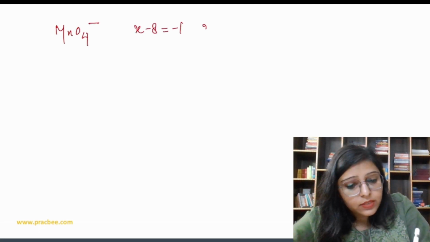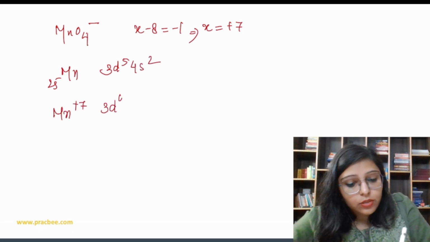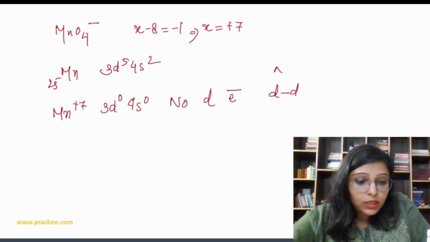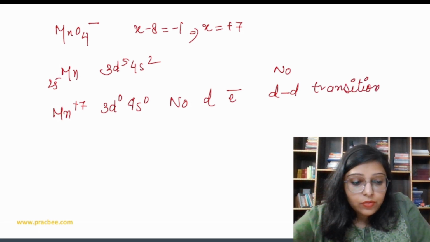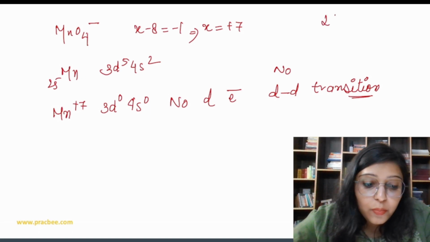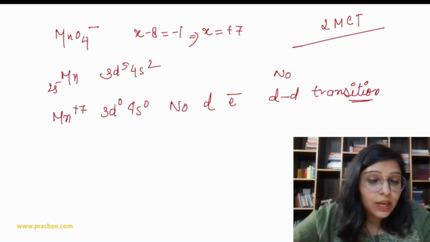If we check for MnO4 minus, x minus 8 is equal to minus 1, so x is equal to plus 7. Manganese is 25, which is 3d5 4s2. So Mn plus 7 is going to be 3d0 4s0. So no d electron, so no d-d transition. So what is the reason for the color? That is ligand to metal charge transfer, LMCT. Due to LMCT, KMnO4 is colored.